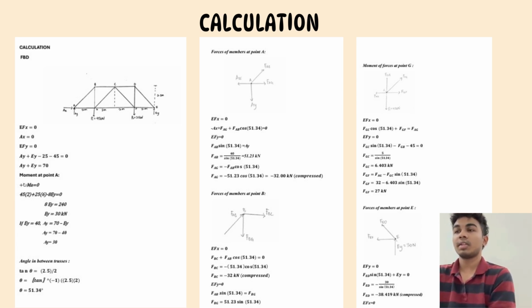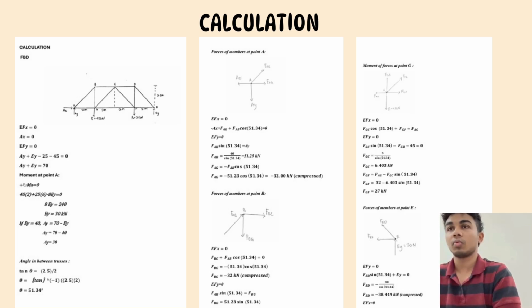Then later on I calculated the angle in between the trusses. As you can see, the length for the trusses is the same, which is 2, and the height is 2.5, the same for everything. So the angle we obtain between trusses will be the same for all the trusses. So I did a trigonometric function there. So tangent theta equals opposite over adjacent. So theta is equal to 51.34.